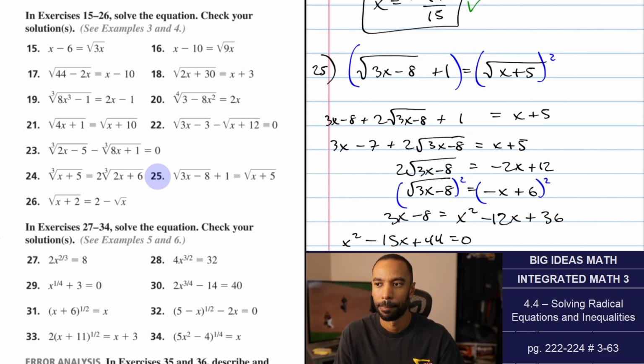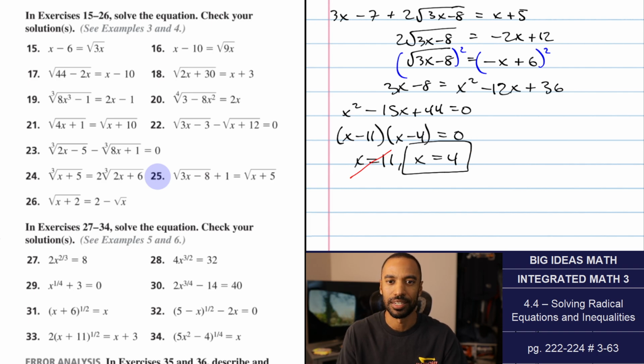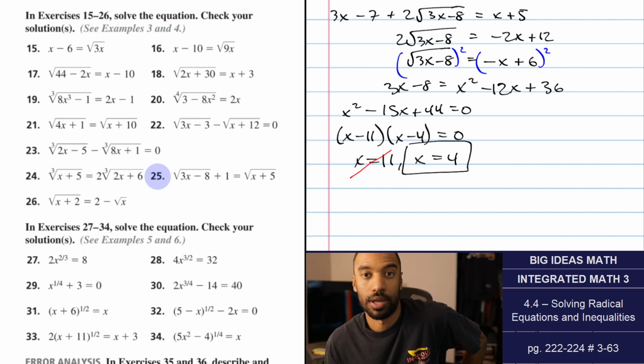Let's try 4. 3 times 4 is 12. 12 minus 8 is 4. Square root of 4 is 2. 2 plus 1 is 3. 4 plus 5 is 9. Square root of 9 is 3. 3 equals 3. x equals 4 works. x equals 11 does not. So that is our one solution.